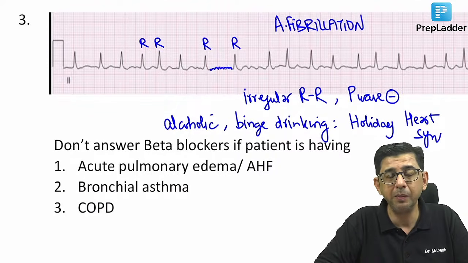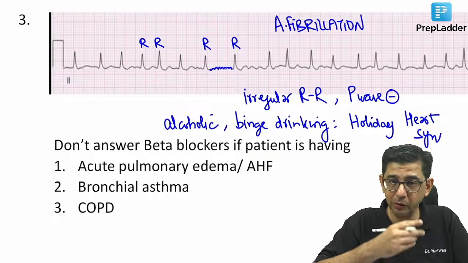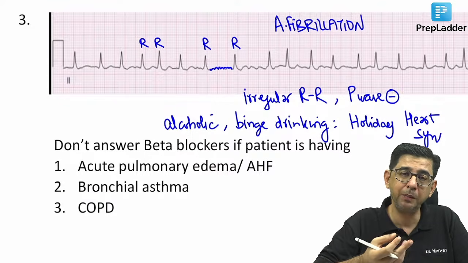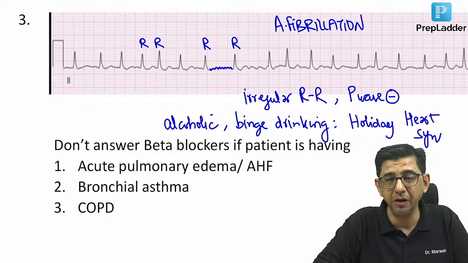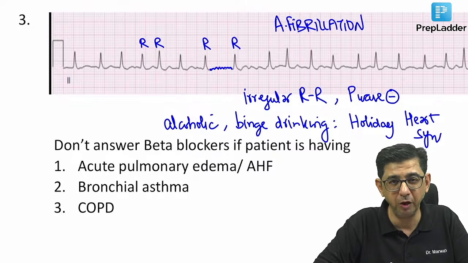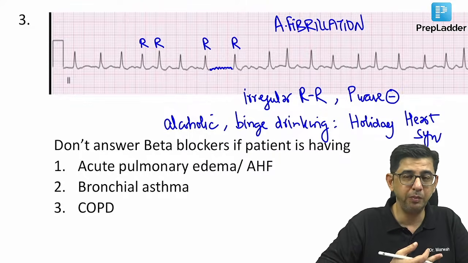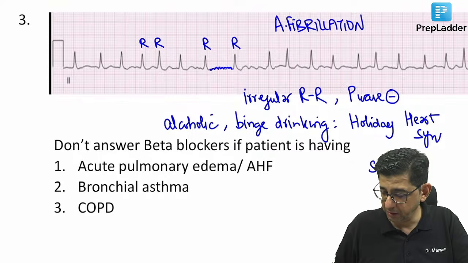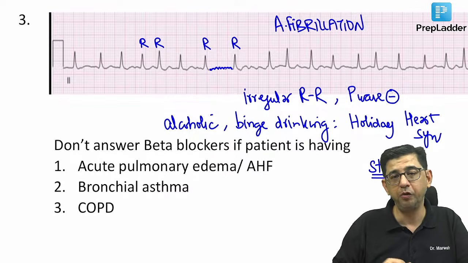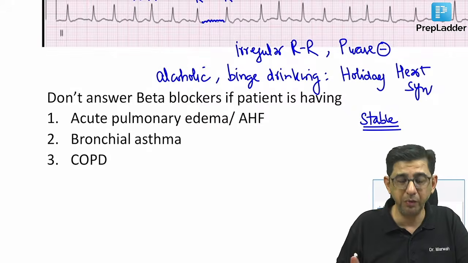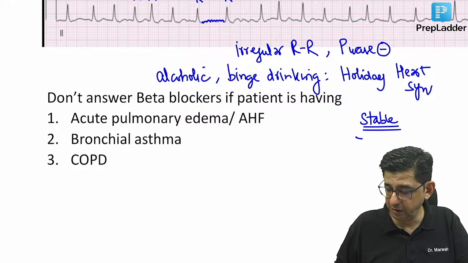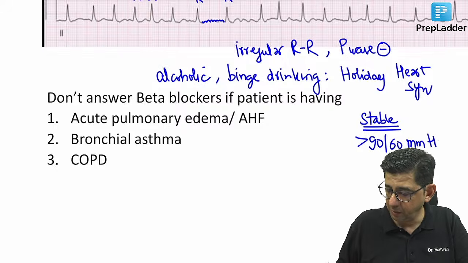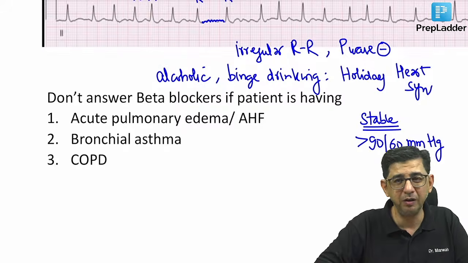Like in last time's paper, in one of the FMGE exam questions, the blood pressure of the patient is crashing and it's an acute onset atrial fibrillation, so we have to go in for cardioversion. But otherwise, if the patient is stable, then I'll be using beta blockers as the initial treatment. What I mean by stable is that the blood pressure of the patient is more than 90/60. If it was a crashing patient with hemodynamic instability, I'll think of cardioversion.